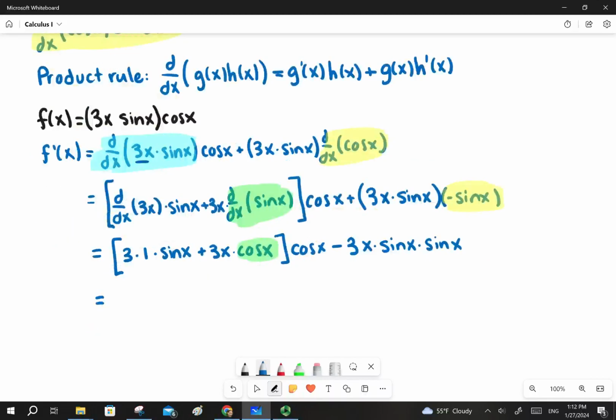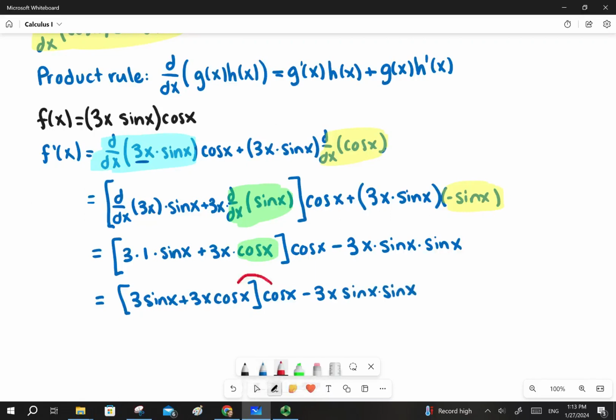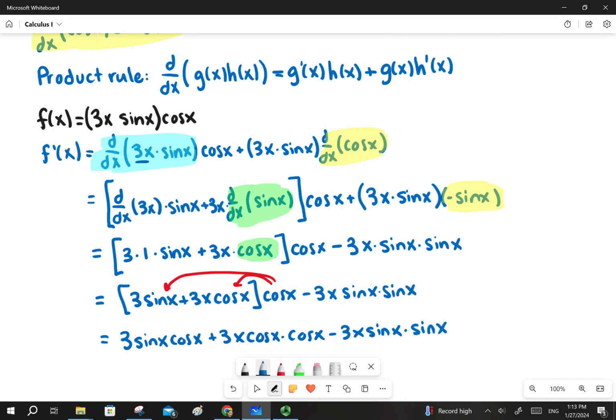And then to finish the first half, I have 3 sine x plus 3x cosine x times cosine x minus 3x sine x sine x. And this is really your own personal choice, but you can distribute the cosine through if you want, and we get 3 sine x cosine x plus 3x cosine x times cosine x minus 3x sine x times sine x.